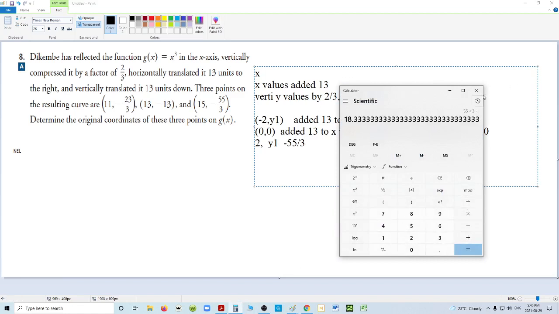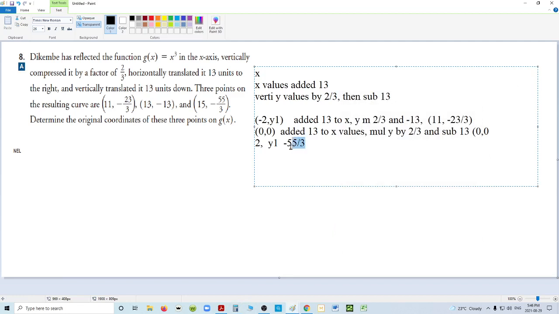So it's 18 1/3. So that's minus 18 1/3. So if I got to 18 1/3 by subtracting 13, that means I started at 5 1/3. And since I multiplied that by 2/3, I now must divide it by 2/3 or multiply it by 3/2. And that's how you do it.